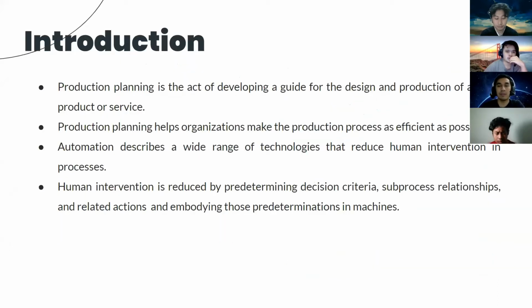So I would like to explain about the production planning and automation system. Our production planning is the act of developing a guide for the design and production of a given product or service. Production planning helps organizations make the production process as efficient as possible. Automation describes a wide range of technology that reduces human intervention in process. That means automation systems reduce the human burden, and human intervention is reduced by determining decision criteria, sub-process relationships, and related actions, and embodying those predeterminations in the machine.